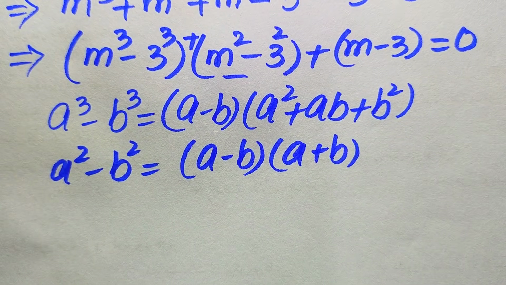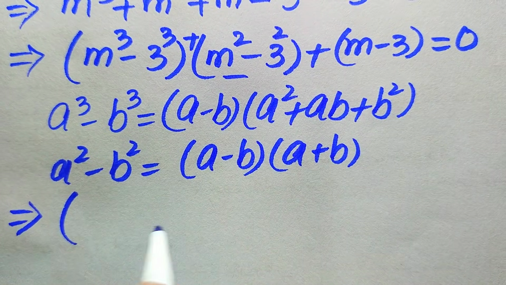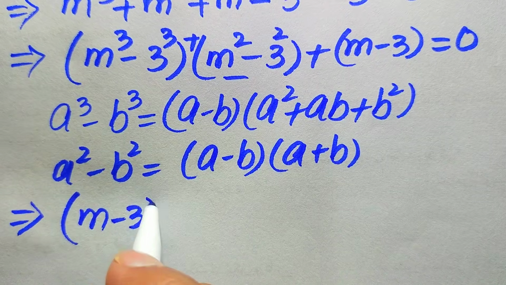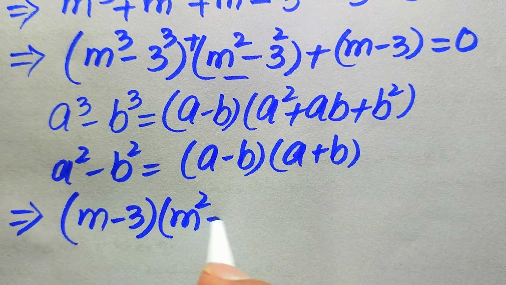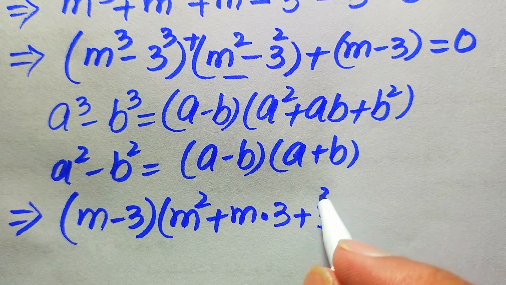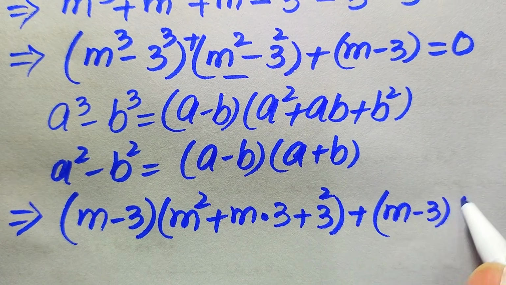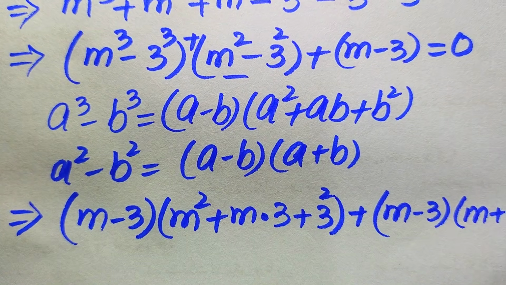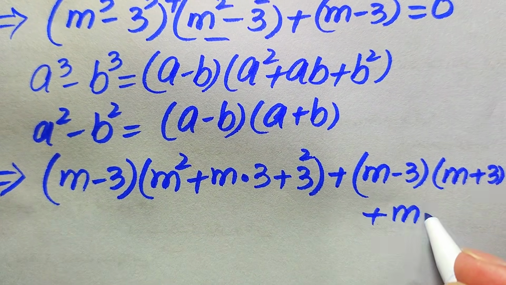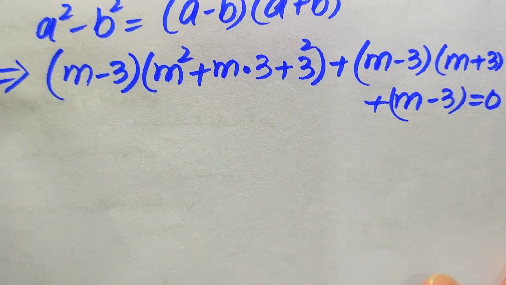So we use both of these two formulas in the above equation, and this will be written in this form. The first factor is a minus b: we have m minus 3 times m squared plus m times 3 plus 3 squared, plus the second factor is m minus 3 times m plus 3, and the last factor is m minus 3, and this whole equation is equal to 0.